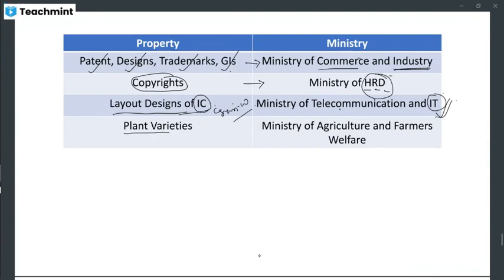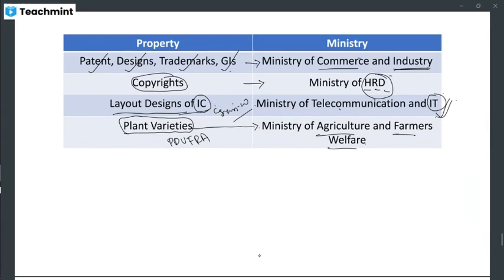Plant varieties can be protected by registering with PPVFRA. So plant variety protection comes under the Ministry of Agriculture and Farmers Welfare. These are the different ministries which are working, so please have an idea of these different ministries, right?